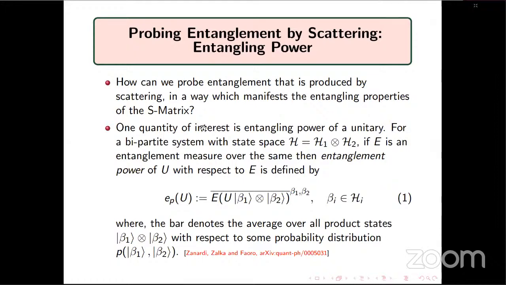One quantity of interest is called entangling power, which was introduced by these people in the context of quantum information theory. For a bipartite system with a state space which you can factorize, where each of the Hilbert spaces is finite dimensional, if E is some entanglement measure, it can be any entanglement measure which satisfies the basic axioms, then the entangling power with respect to E is defined by this averaging: you take the entanglement measure and average over all possible states with respect to some probability distribution P.